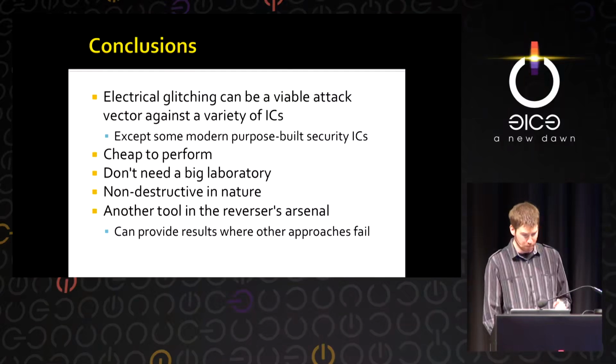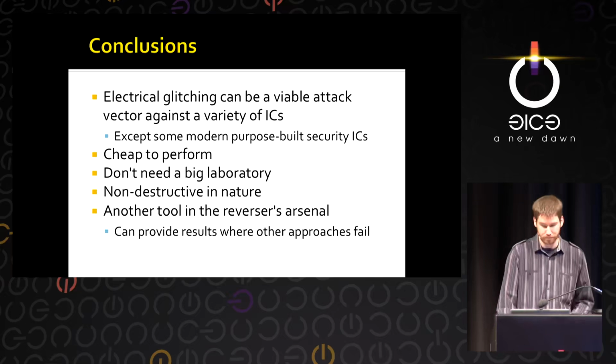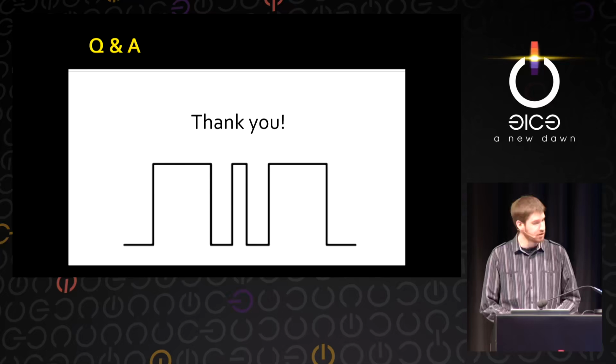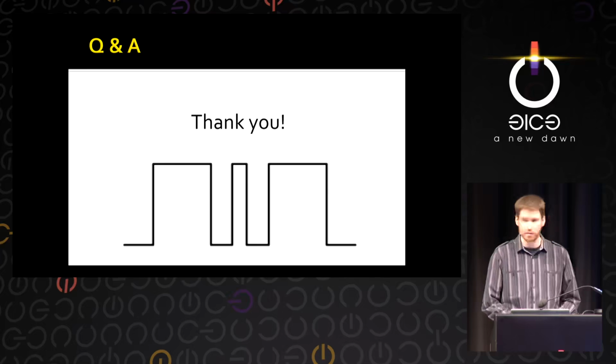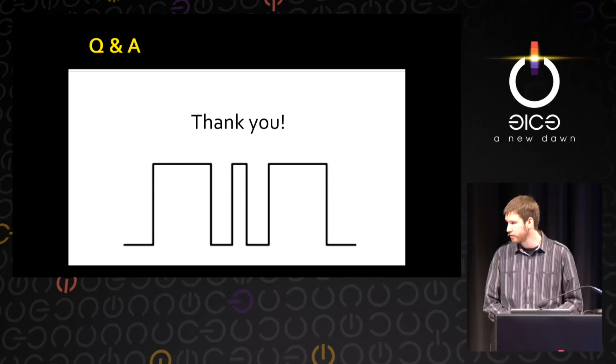So, conclusions: electrical glitching can be a viable attack vector against a variety of ICs, except for security hardened, purpose-built security ICs. It can be cheap to perform. You don't need a big or expensive lab. It's usually non-destructive in nature, so it doesn't affect the device, and it's another tool in your arsenal when other approaches have failed.